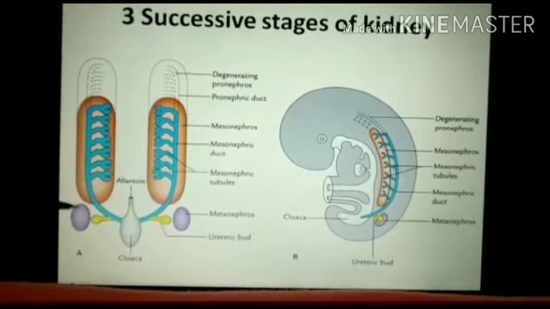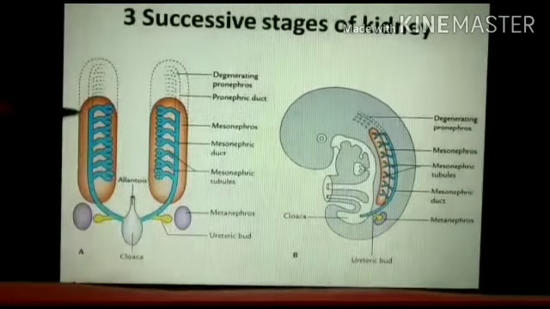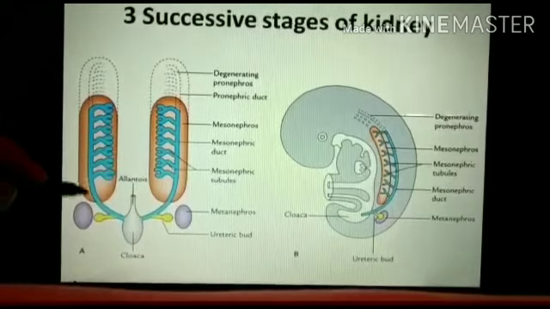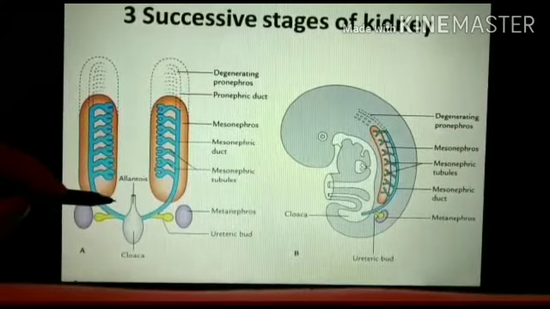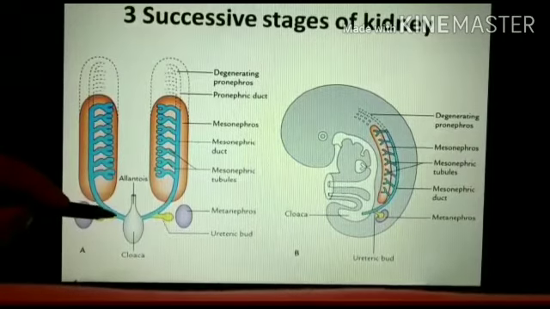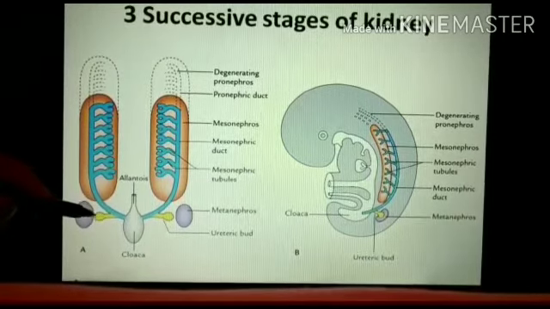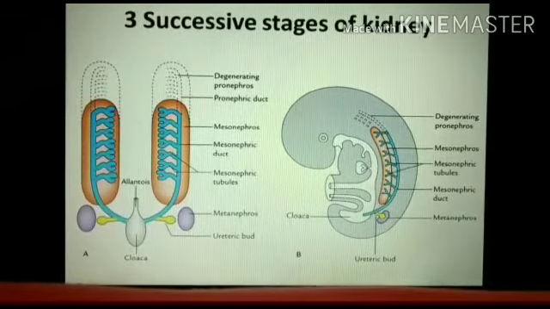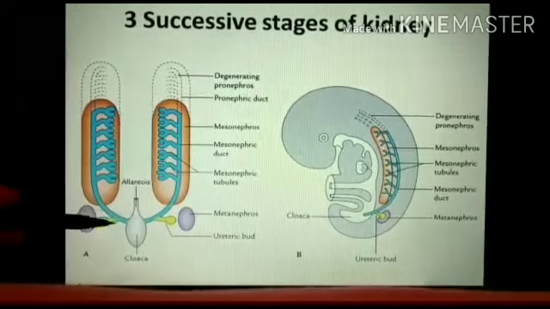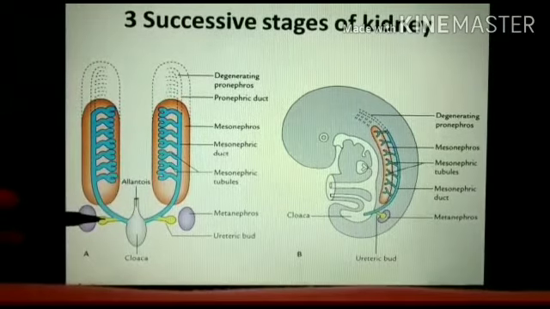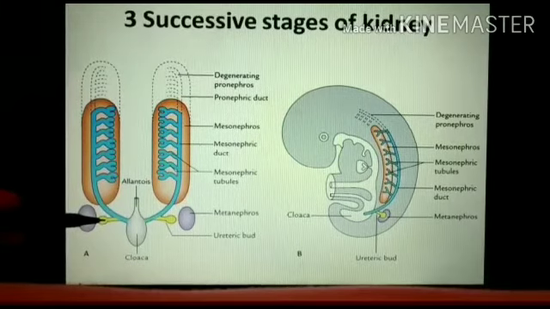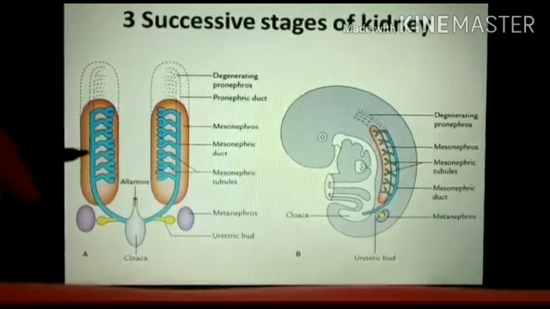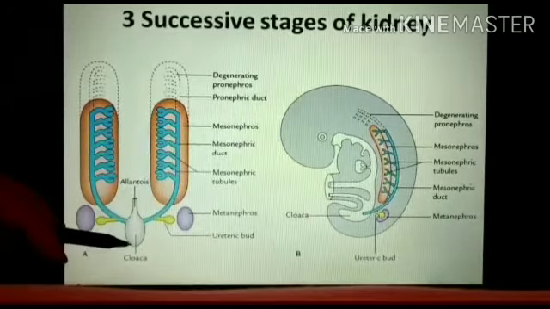So this is metanephros, and this is the mesonephric duct which will persist in males. Most of this part of the mesonephric duct will disappear in females. In the caudal part of the mesonephric duct, a bud is arising. This yellow one is the ureteric bud, which is arising from the caudal part of the mesonephric duct. This ureteric bud gives rise to the collecting system of the kidney and the ureter. Now, if we see, both mesonephric ducts are opening into the cloaca.